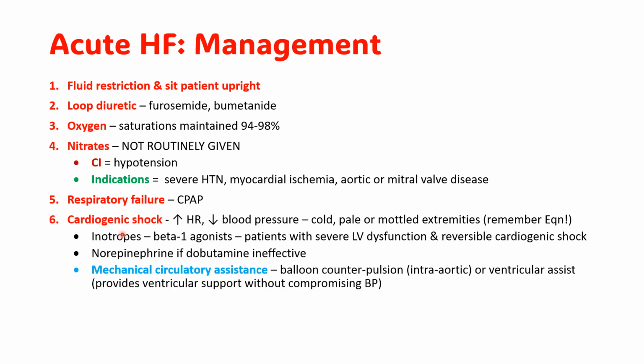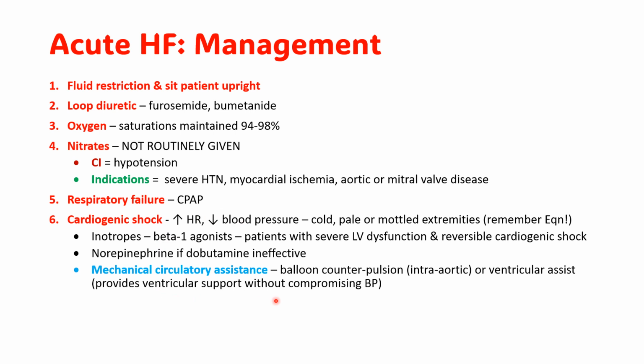If the patient was in cardiogenic shock, which could present with an increased heart rate and a reduced blood pressure, the patient might also look cold, pale, or have mottled extremities. Use things such as inotropes. Beta-1 agonists, a good example of that is dobutamine. So that helps to try and maintain or improve the blood pressure to maintain peripheral organ and tissue perfusion. And then you can also use norepinephrine if dobutamine is ineffective.